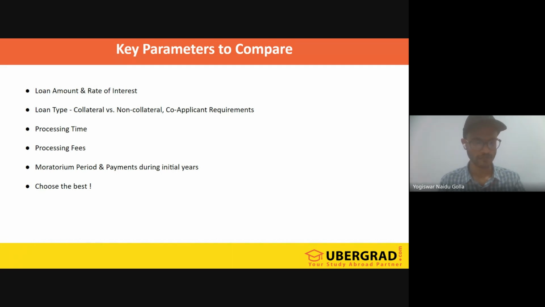That's why, while taking a loan, choose these factors: what's the processing fees, what's the processing time, and how much amount you're going to get from each bank. These are the factors that you have to consider and choose the best lender in the market. Okay, so let's go for the next slide.